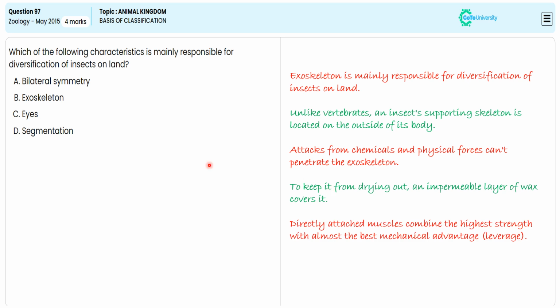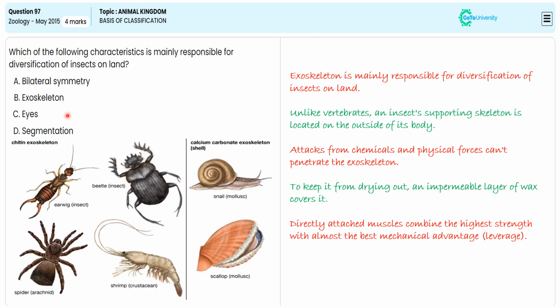With this specification, we are choosing exoskeleton as the correct option to secure 4 marks, after ignoring options A, C and D. In this picture, we can see the class Insecta has many variants with different sizes and shapes of exoskeleton to protect the animal from various adverse climatic conditions. With this specification, we are choosing option B to secure 4 marks.